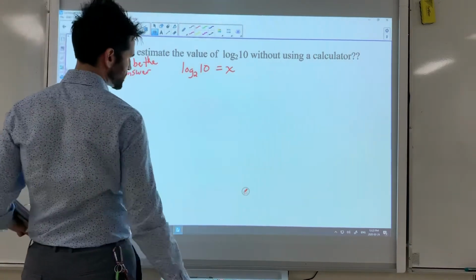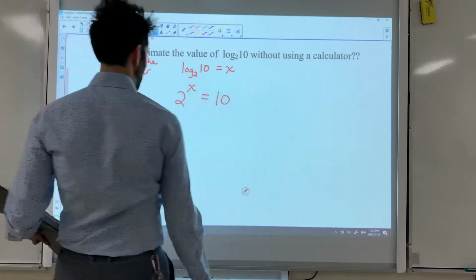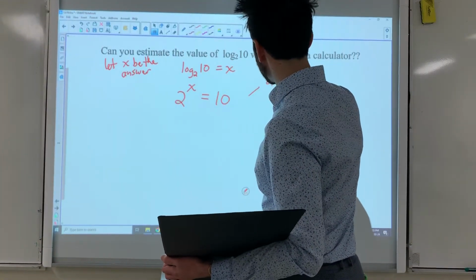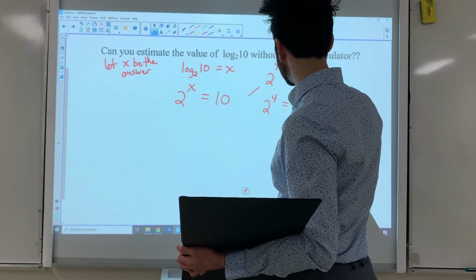So let x be the answer. So let's see. It's 2 to the power of something has to equal 10. Well, how would I estimate this? Well, let's think. 2 to the power of 3 is 8, and 2 to the power of 4 is 16.